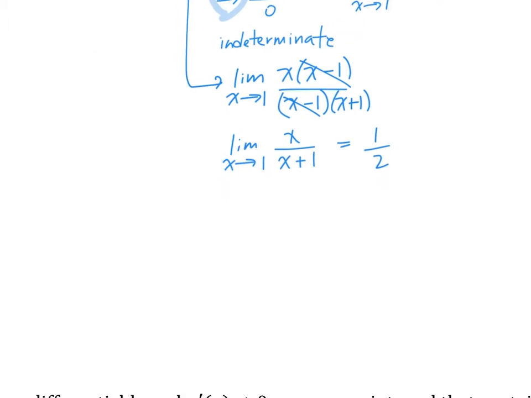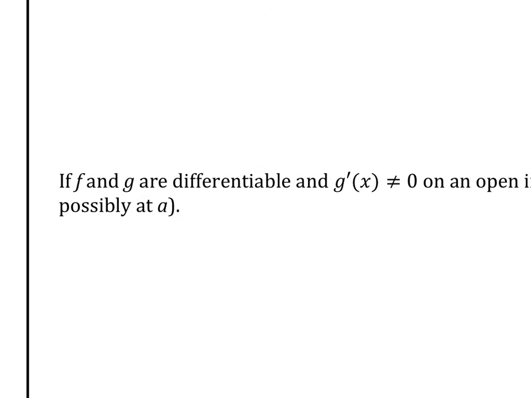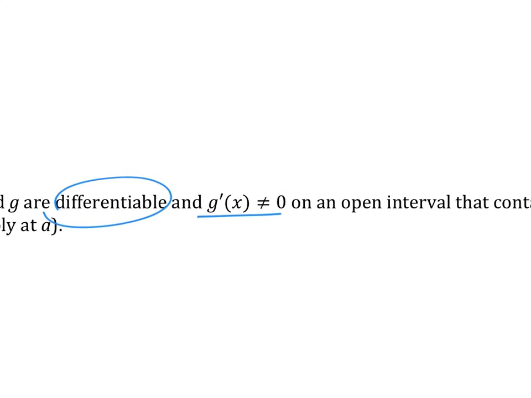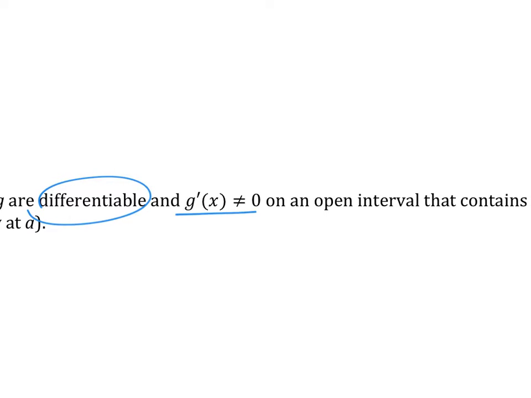Okay, so this is the important part. Okay, L'Hopital's rule. If f and g are differentiable, what does it mean by differentiable? Continuous and there is a derivative. Okay, it's continuous and there's a derivative, and g prime of x is not equal to 0 on the open interval that contains a, except possibly at a. If f and g are differentiable and g prime, so the derivative, is not equal to 0 on an open interval that contains a, except possibly at a.